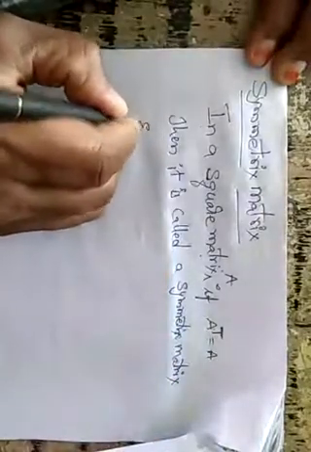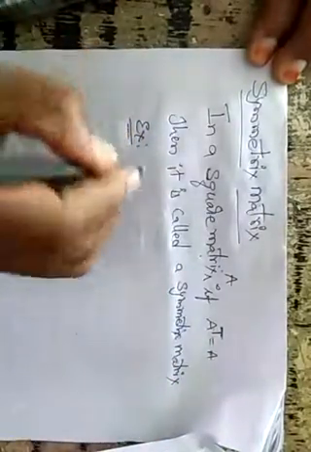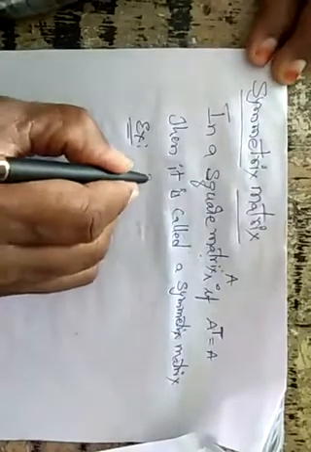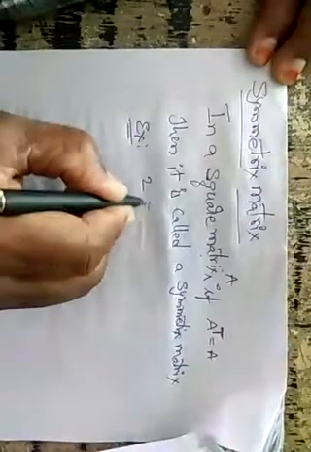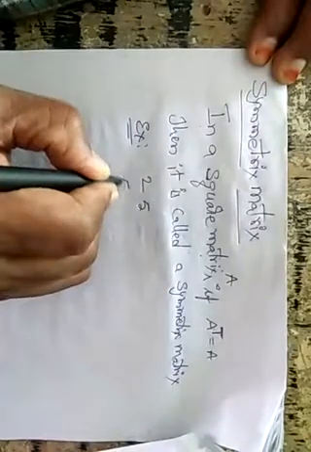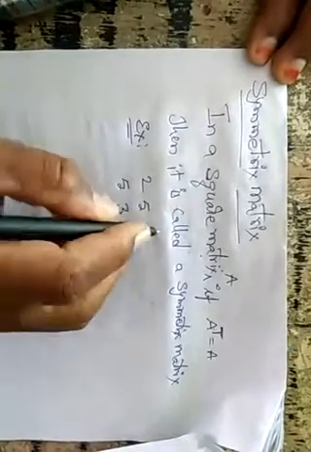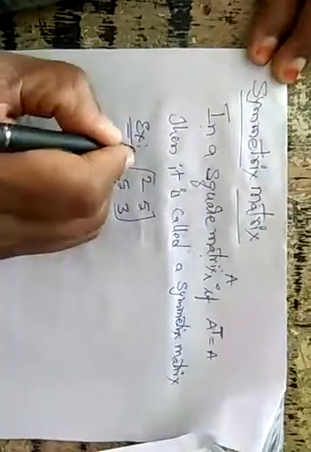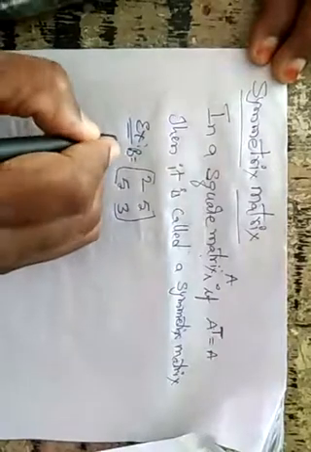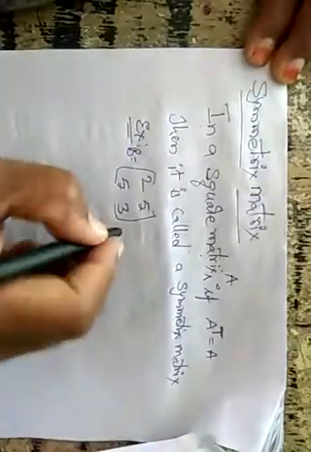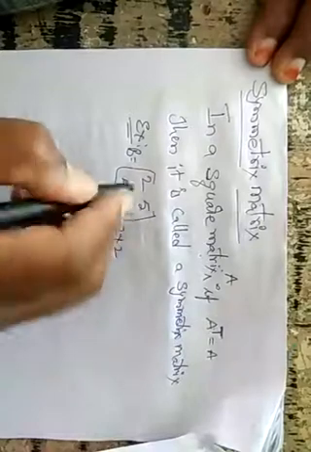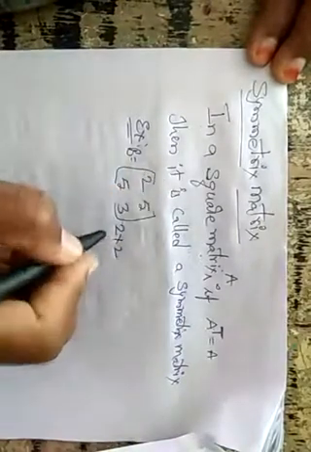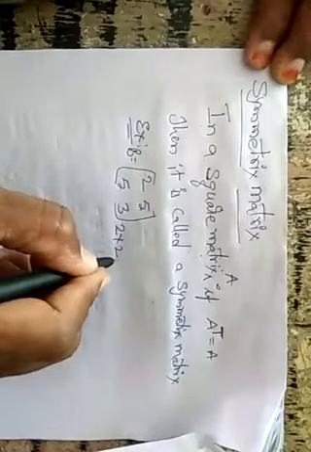Let us observe one example. For example, take the matrix 2, 5, 5, 3. This is the matrix B. The order is 2 by 2: row 1, row 2, column 1, column 2.